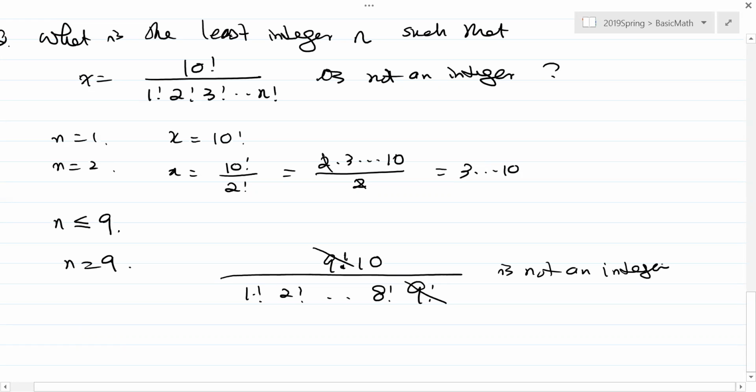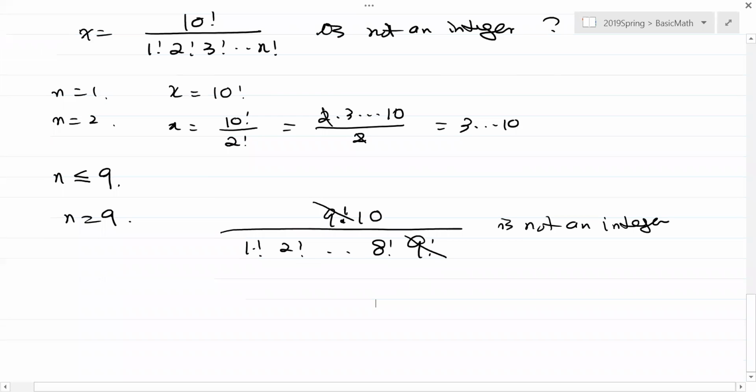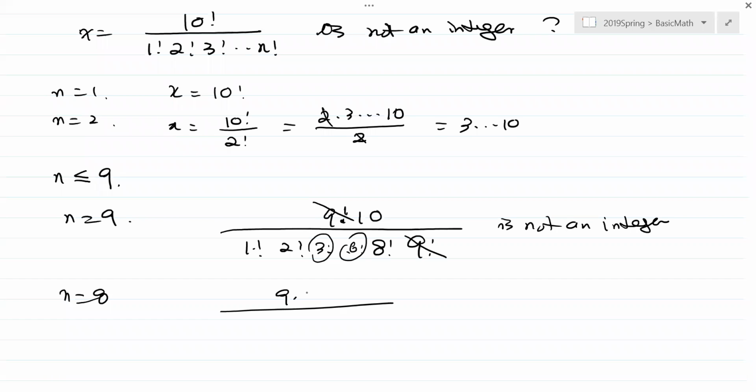Yeah, you can quickly check that. It's not going to be an integer. The reason is 3 factorial or 6 factorial cause you trouble. Okay, this contains a factor of 3. So n equals 8, the same. Then you get a 9. Then it equals 9 and 10, and here n equals 8, right? So 8 factorial is gone. So it's 1 factorial, 2 factorial, all the way to 7 factorial, okay?